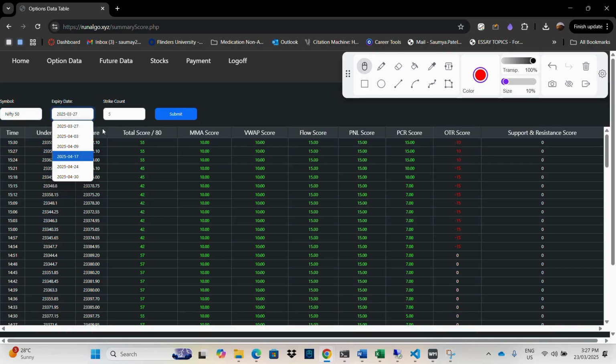Right. Then you've got the expiry date. But this is specifically for the options data that gets factored in. So if you're looking at options tied to that index you chose, that's where you'd pick the relevant expiry. Gotcha. And then the third one is strike count. Here you can decide how many strikes above and below the ATM price, that's at the money, you want to include. In the video, they used 5.